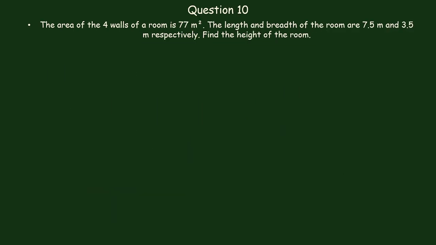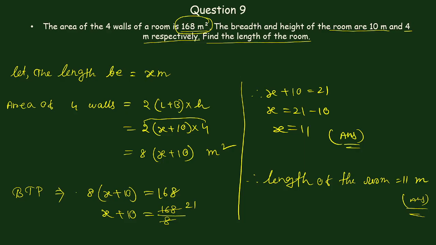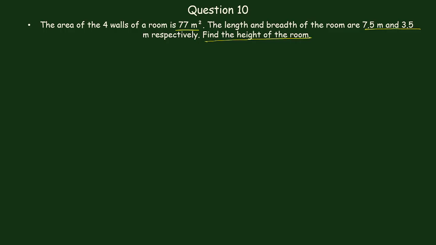Next question. The area of the four walls of the room is 77 meters square. The length and breadth of the room are given and find the height. Just like the previous one, here we assumed the length, here we need to assume the height. Now pause the video and solve this question. It's an easy one. Solve it by yourself.